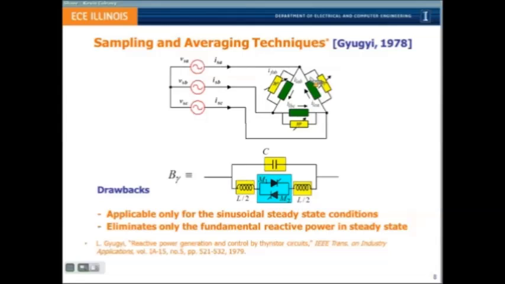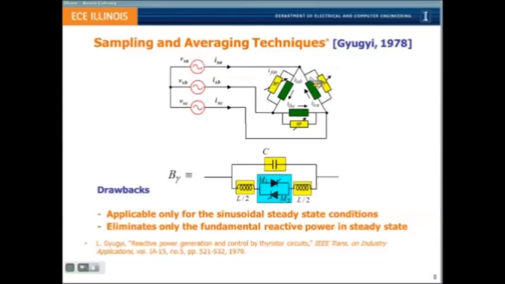They have variable susceptance, so it could be made capacitive or inductive depending on how you switch these thyristor devices. These thyristors are not high-frequency switched, rather they are just line-frequency switched, 60 Hertz switching. So they are applicable only for steady-state conditions. They cannot be used for transients because of the limitation of the thyristor itself. And this can eliminate only the fundamental reactive power. It cannot do it for harmonic reactive power because it does not understand what that is. And this is the corresponding paper for that.